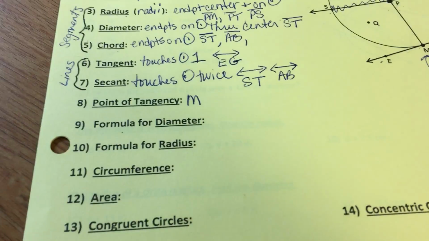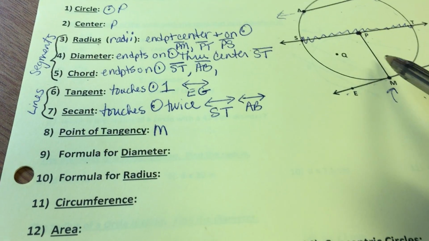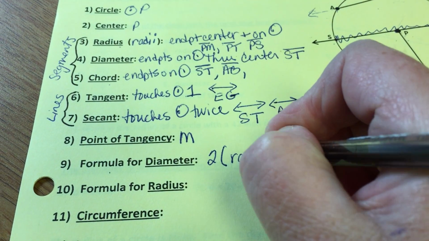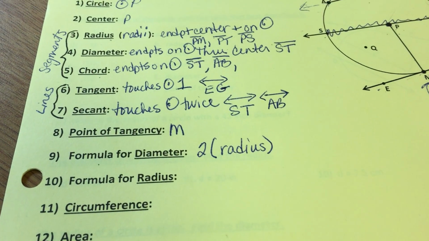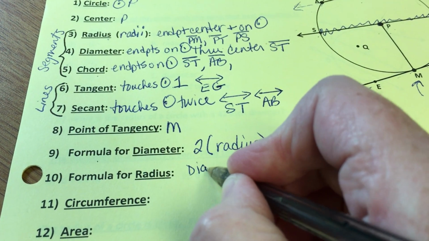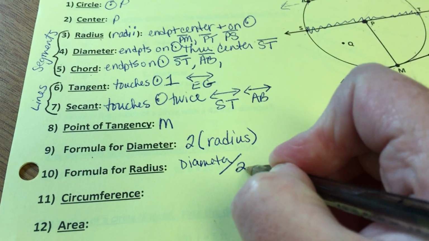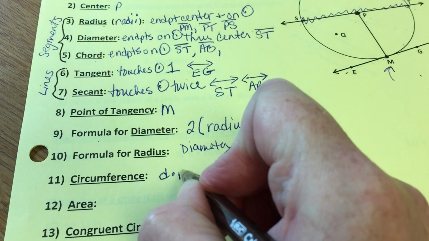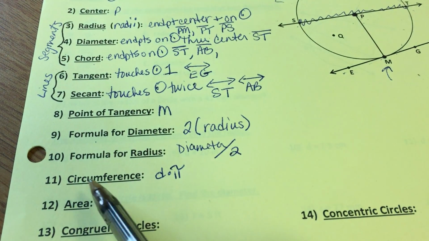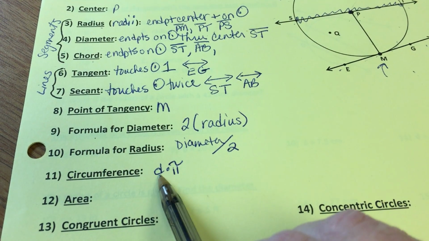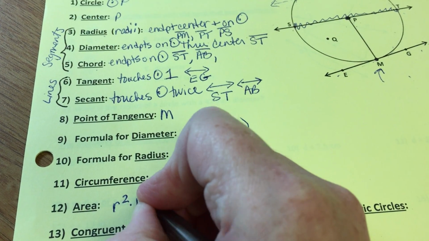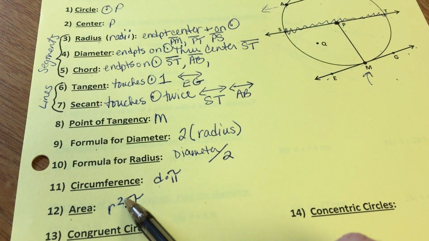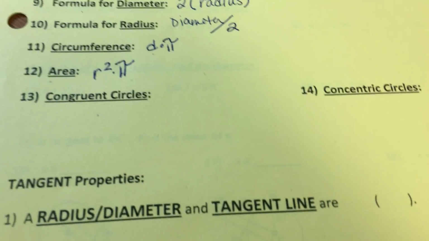Okay, let's talk about diameter. How do I get a diameter's measure? Well, you do 2 times the radius. And how do I get a radius? The measure of the radius is the diameter divided by 2. You cut it in half. Formula for circumference. Diameter times pi. Cherry pie's delicious. Area, r squared times pi. Apple pie. No, apple pies are 2. Look at that. Can remember it that way.